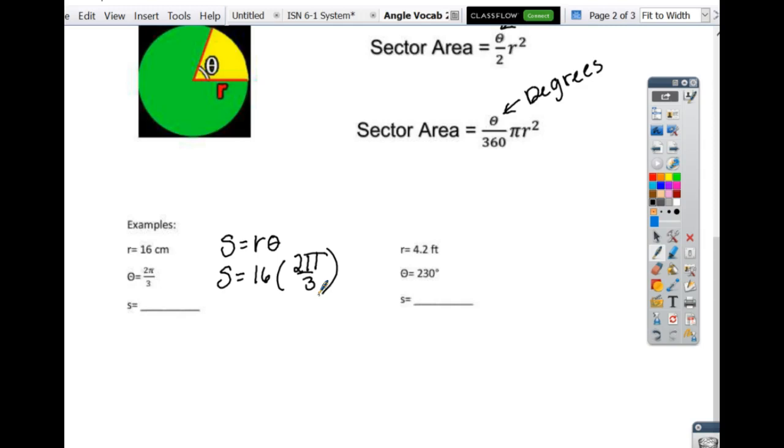You're going to use the pi button, not the 3.14. Use the pi button. So after you multiply all this out, you get 33.510.